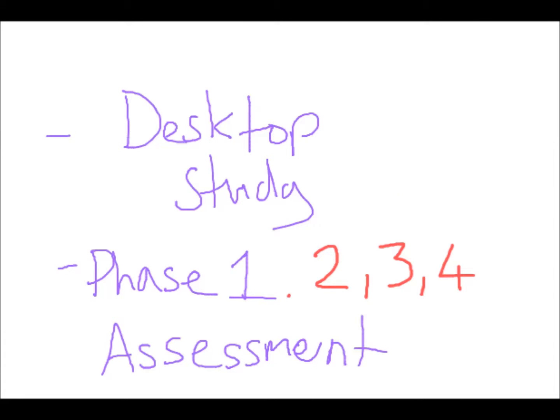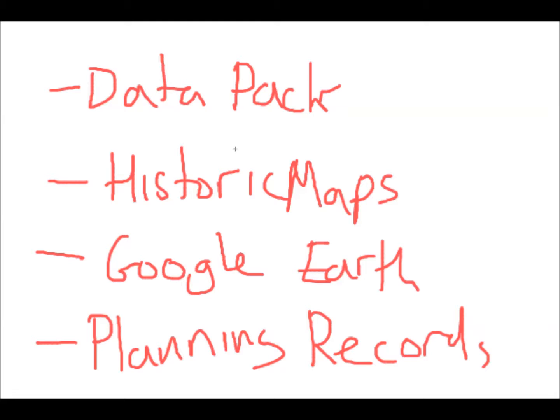So when we're doing the desktop study, we look at various data sources. We'll buy in a data pack, which is a bunch of PDFs with mapping in and a big list of stuff, geospatially linked data to the site.